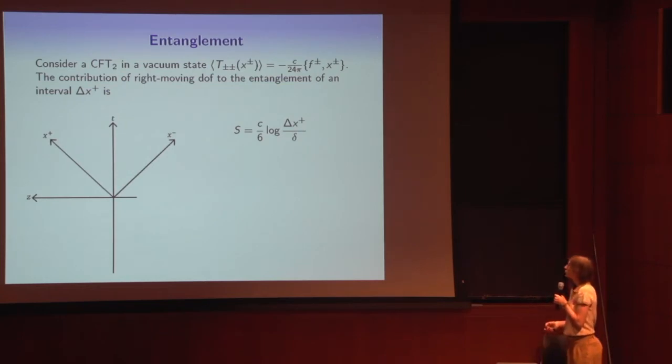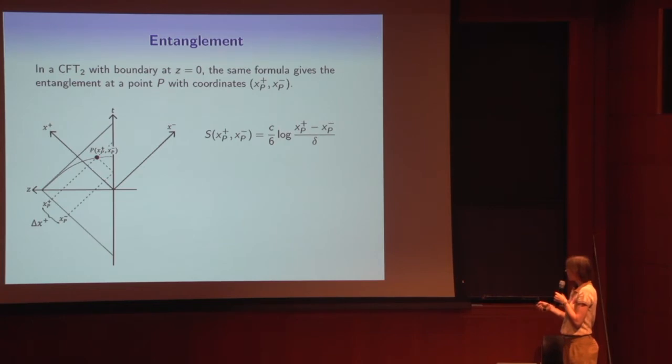So consider a two-dimensional CFT in a vacuum state. That's any state whose stress tensor can be written as a Schwarzian derivative of the light cone coordinates. Then the contribution of right-moving degrees of freedom to the entanglement of an interval with this length is given by the famous formula, the log of the length over the UV cutoff.